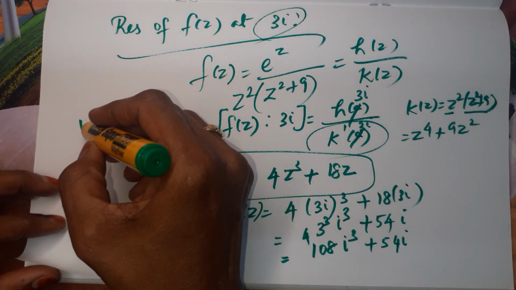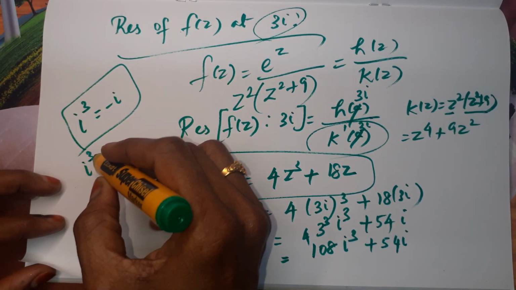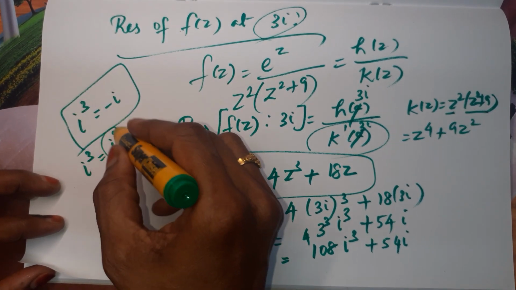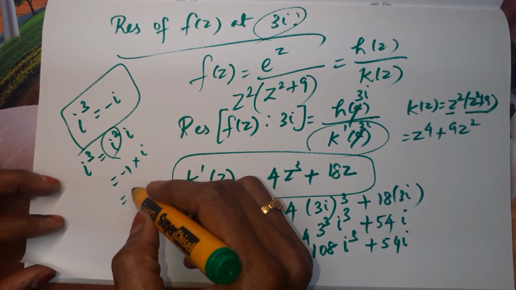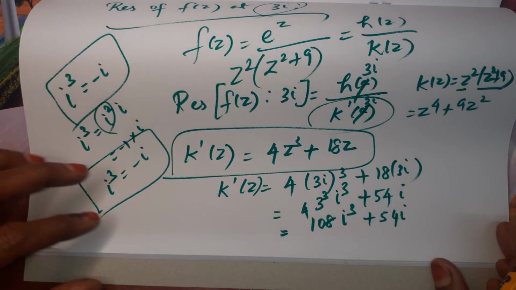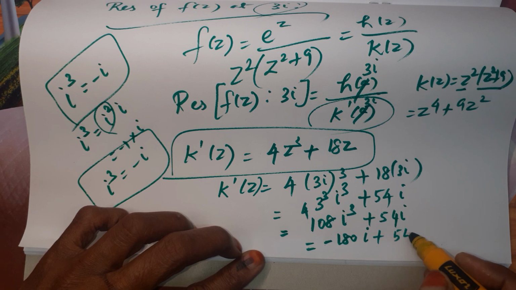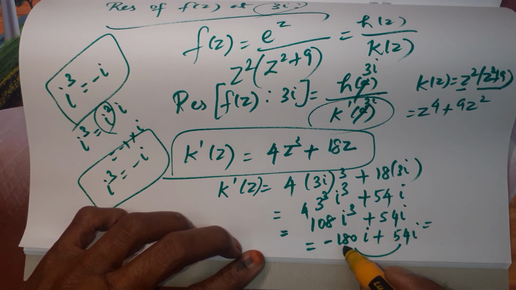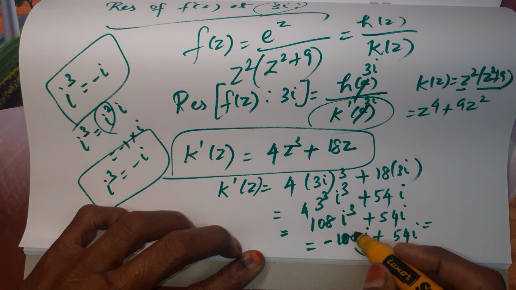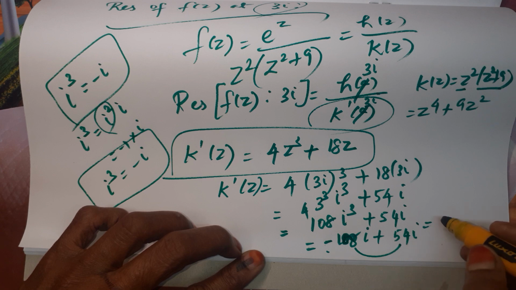What is i cube? Already I told you i cube is equal to minus i. How are we getting this? i cube can be written as i squared into i, i squared is minus 1 into i, so on the whole it is minus i. So i cube is equal to minus i. So when I replace that here, 108 into minus i will come. That minus sign I am writing at the front, plus 54i. Adding these two, I am getting, with the sign, minus 108i plus 54i, which is equal to minus 54i.